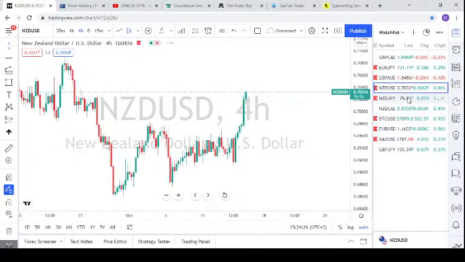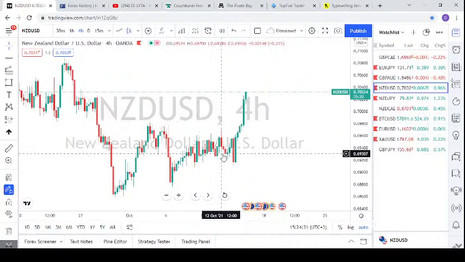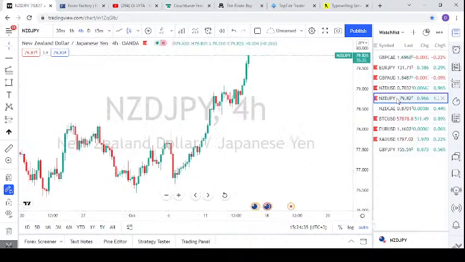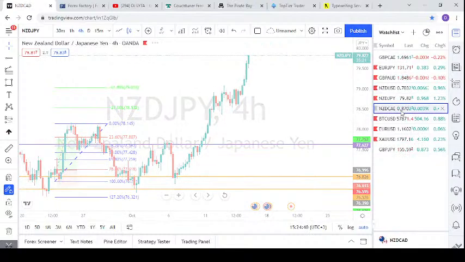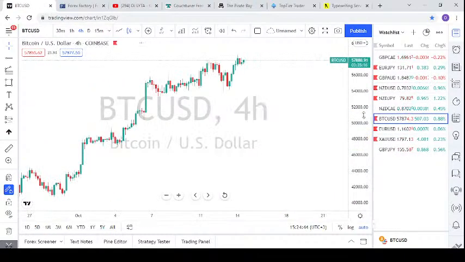GBP AUD, we've already gone through it. This is also another beautiful pair that likes following structure. NZD USD, NZD pairs. Basically, Eric is the one who makes me look at NZD pairs. Previously, I did not look at them, but these days they're actually playing out pretty nicely.